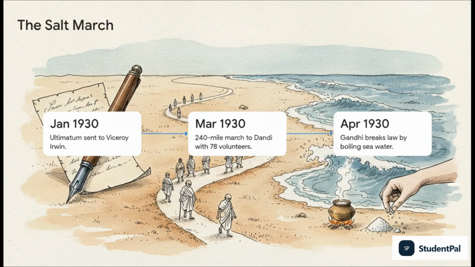Accompanied by 78 of his most trusted volunteers, he walked for 24 straight days, covering 240 miles, all the way from his ashram in Sabarmati to the Gujarati coastal town of Dandi. On April 6, 1930, and hey, that's a date you definitely want to anchor in your memory, he reached Dandi and ceremonially violated British law by manufacturing salt, just by boiling seawater. This single, highly publicized act was the exact spark that officially launched the Civil Disobedience Movement.